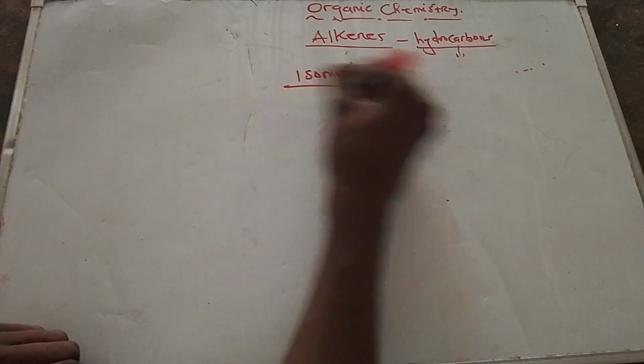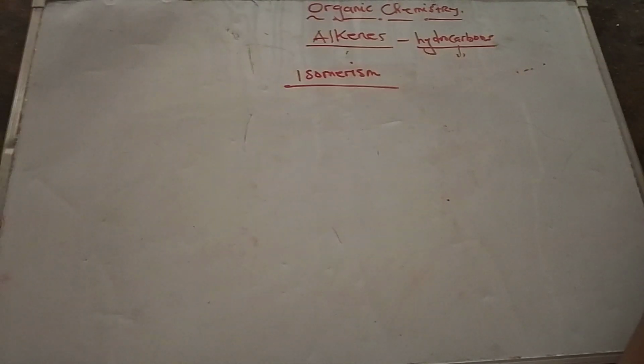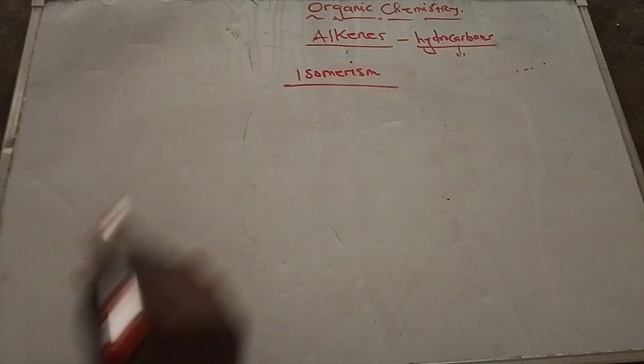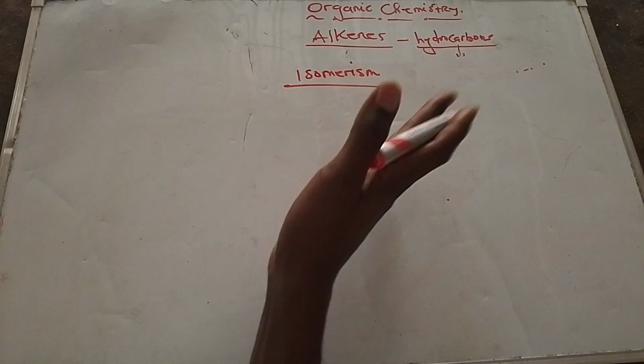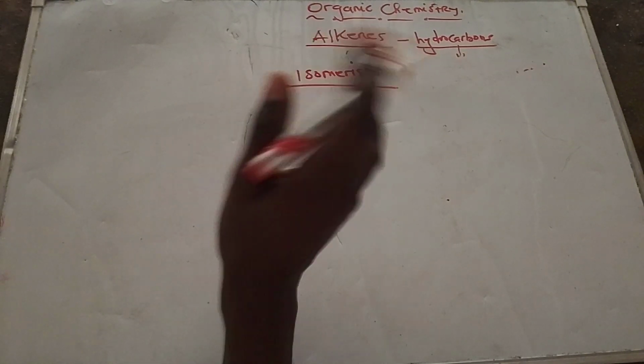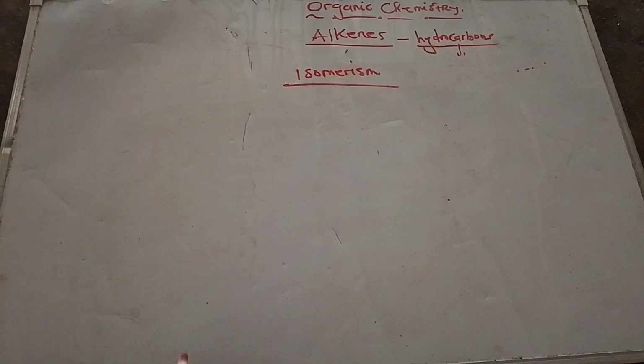Isomerism. So isomerism of alkenes, we're talking about chemical compounds which have the same molecular formula but different structural formulas. That kind of compound is referred to as an isomer. It is different from an isotope or allotrope. So to learn: an isomer is an organic compound with the same chemical formula but a different structural formula. That type is called an isomer.